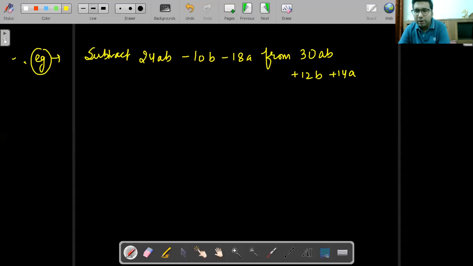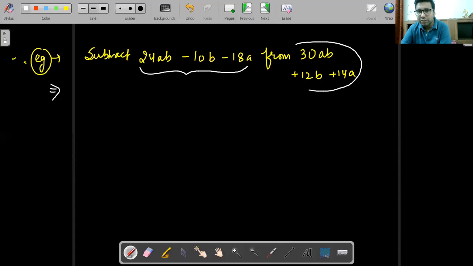Yes, you can solve through any method. Okay, let us see now. We have to subtract this expression from this expression. So which will come first, class? If this is first, this is second, which expression will come first in the subtraction process? Please tell.